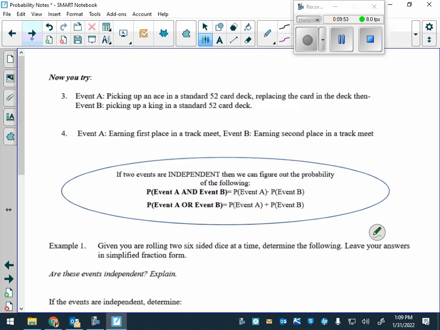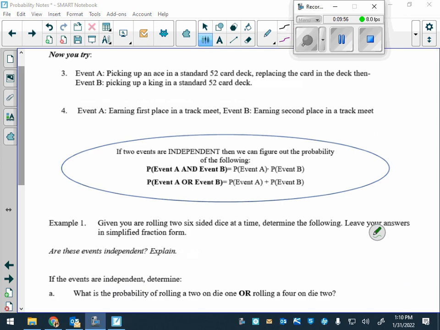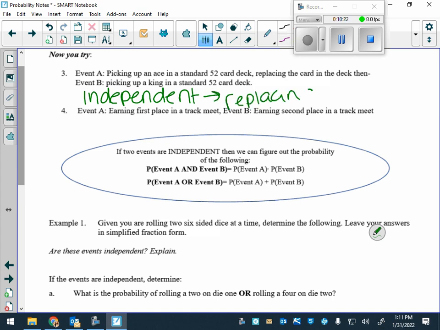All right. So for number 3, event A, picking up an ace in a standard deck, replacing the card in the deck, then picking a king. What would this be? Independent, why? Replacing. Okay, good. How many of you did get that for 3? Awesome. 4, event A, earning first place in a track meet. Event B, earning second. What would it be? Dependent. Good.